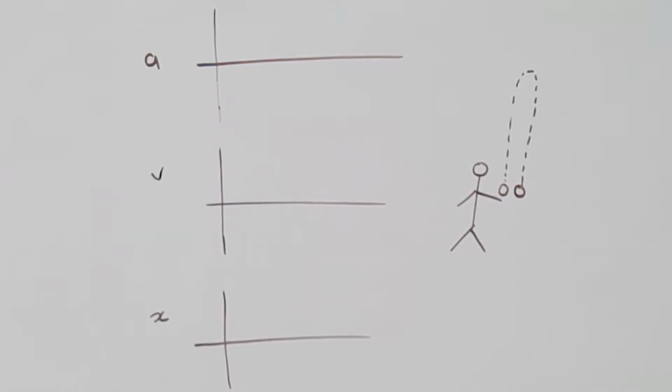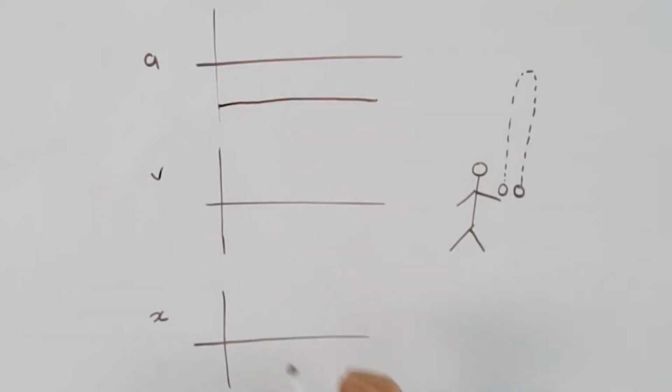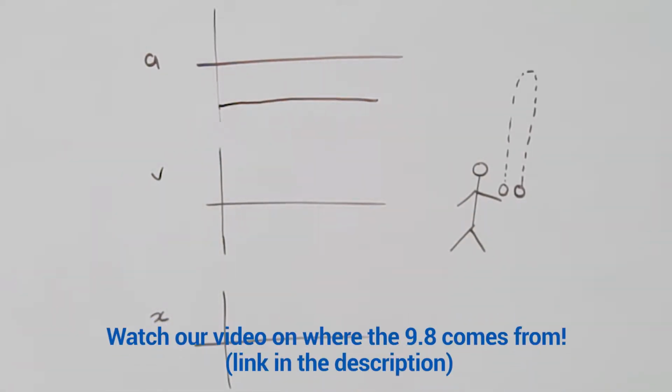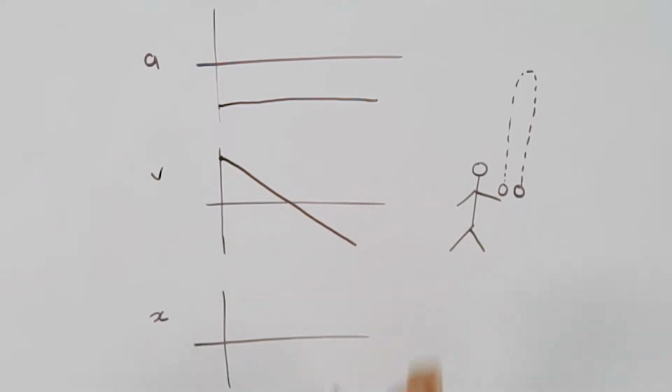So the answer, the acceleration is a constant negative value, and that's actually minus 9.8, and we're going to explain why it's minus 9.8 later. And the velocity graph would actually look like this, and the displacement graph would look like an upside down parabola.